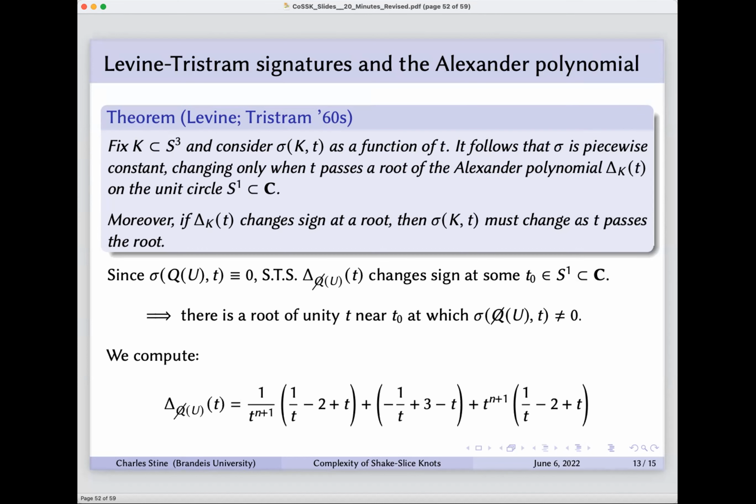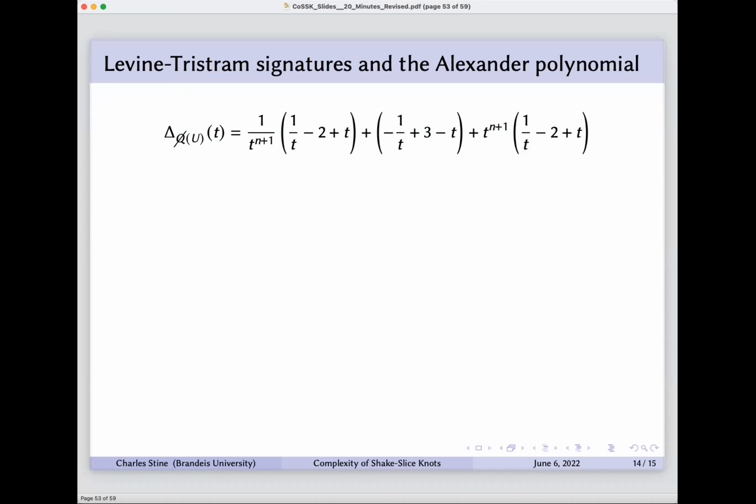Fantastic. So after doing, frankly, an embarrassing amount of matrix algebra, we find this general formula for the Alexander polynomials of our knots Q slash applied to the unknot. You will notice the dependence on n here in the two factors in front of the first and third terms. And in particular, notice that when we plug the number 1 into this polynomial, we get the number 1 out.